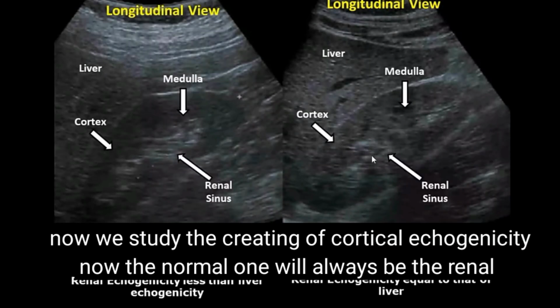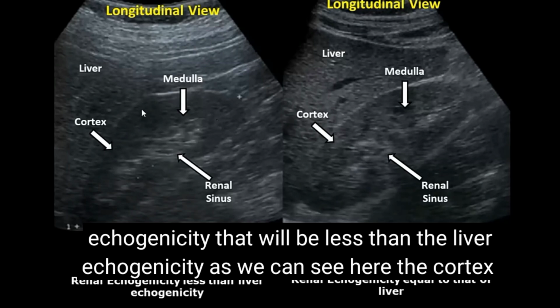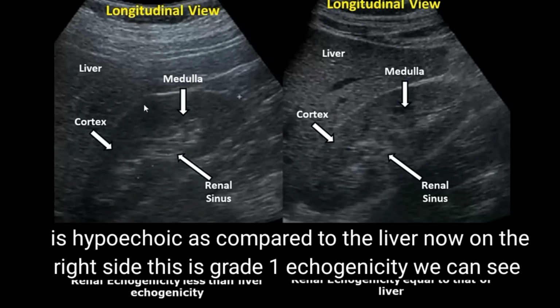Now we study the grading of cortical echogenicity. In the normal kidney, the renal echogenicity will always be less than the liver echogenicity. As we can see here, the cortex is hypoechoic as compared to the liver.